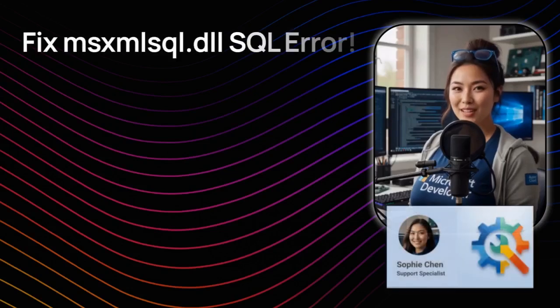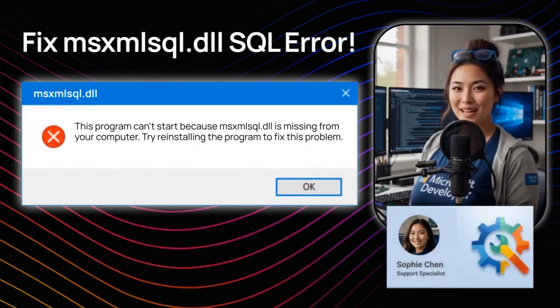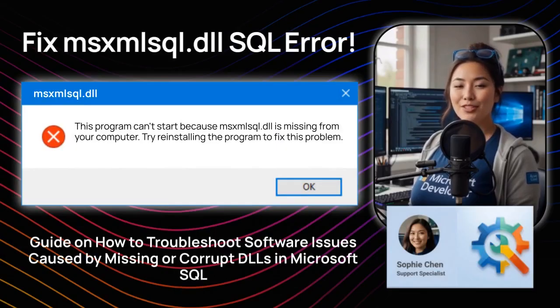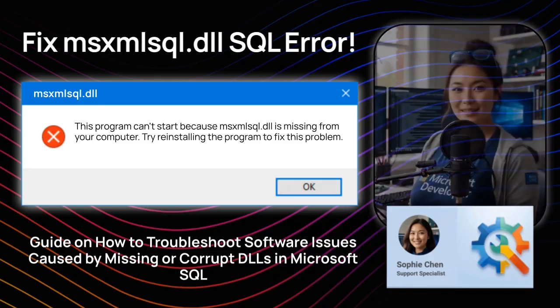Are your Microsoft SQL applications failing because of the Msxmlsql library DLL? I'm Sophie Chen, a senior Windows support engineer. Let's fix those broken file references immediately.